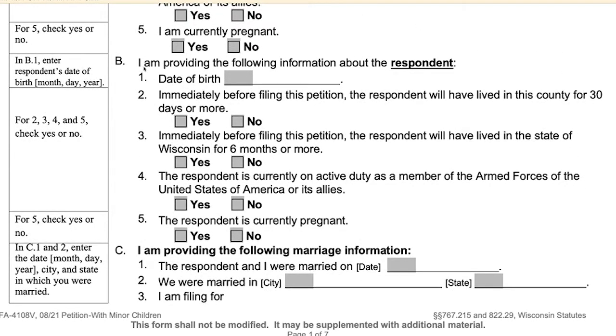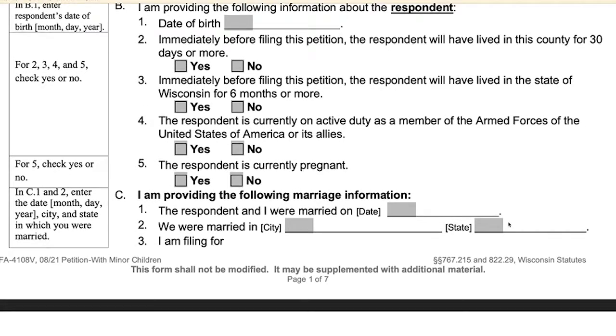Then you say you're providing the following information about the respondent, the person who is not filing. Their date of birth, their residency questions, just as we discussed up above. If you're not sure, you're not sure, but just do the best you can. Again, are they currently on active duty as a member of the armed forces? And if they're pregnant.